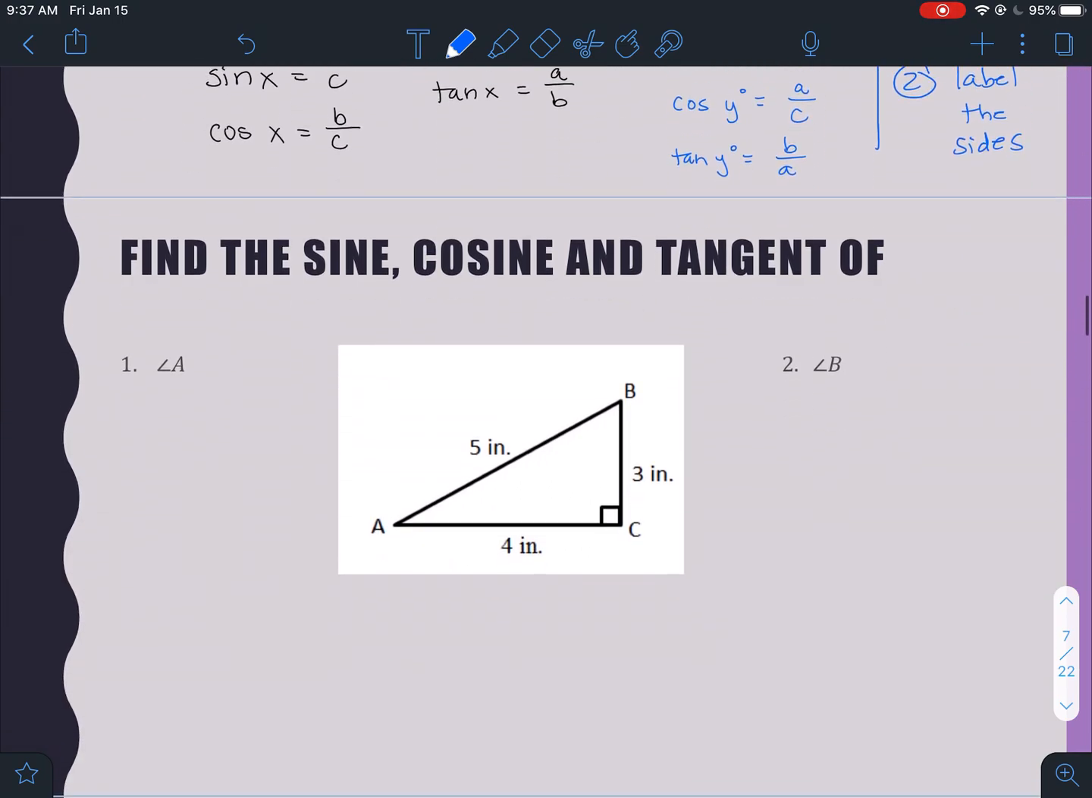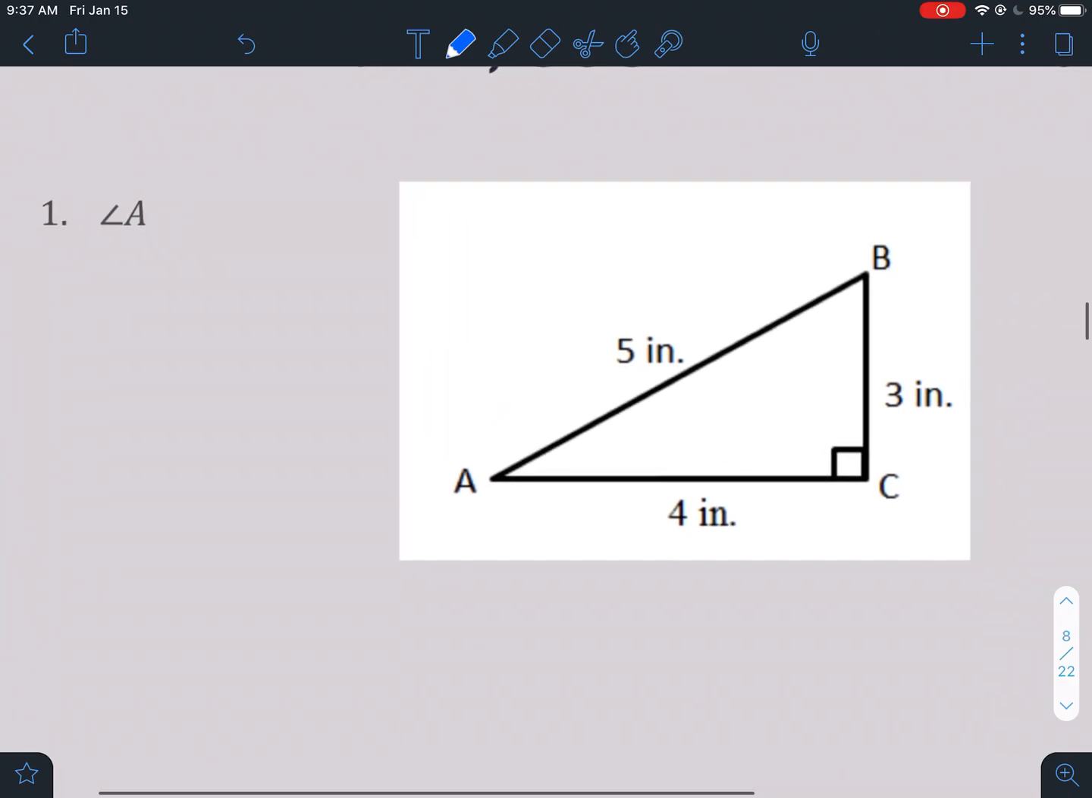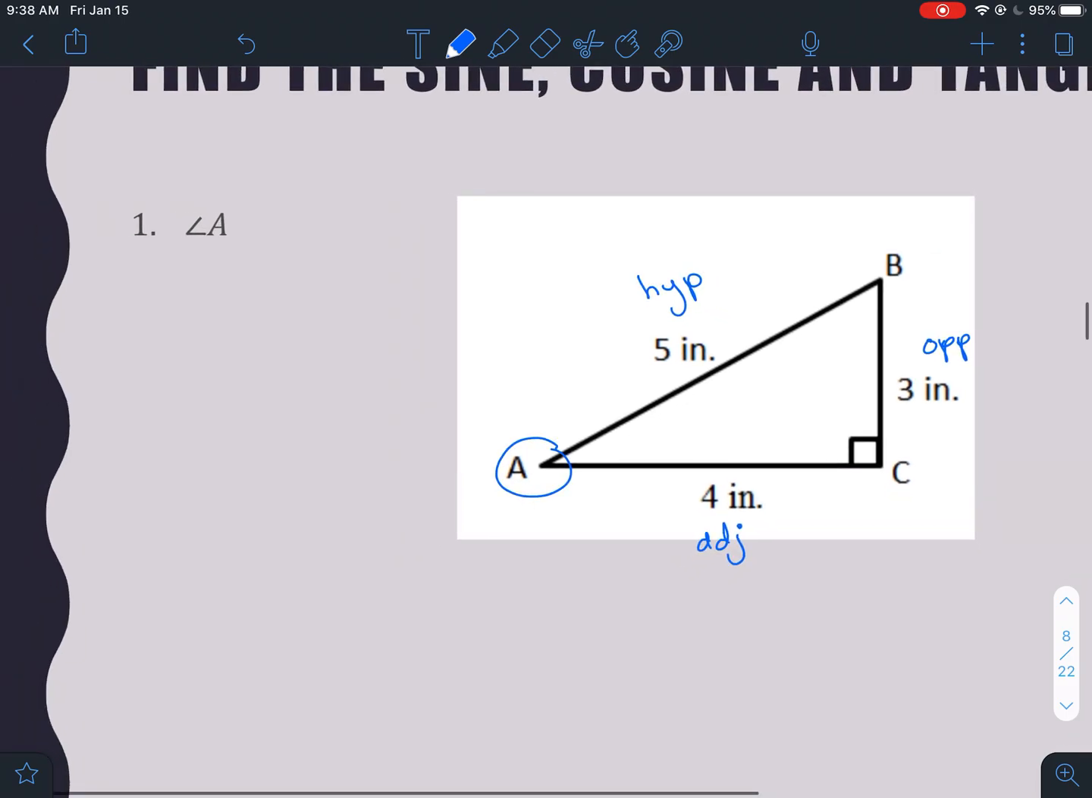So let's look at this. So for angle A, we want to find the sine, cosine, and tangent. So first step, circle your angle. So we want angle A, and now we're going to label the sides. Well, across from angle A is the opposite. So 3 is going to be the opposite. Across from the 90 is the hypotenuse. So 5 is going to be a hypotenuse. And then connected to angle A, but not the hypotenuse, is the adjacent side. So 4 is going to be the adjacent side.